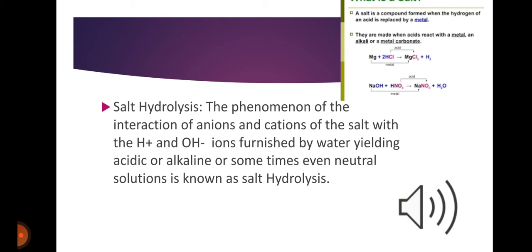Generally, a salt contains a cation and an anion. When it is dissolved in water, what happens? The H+ ions and OH- ions present in the water react with the cation and anion of the salt. So they yield an acidic, alkaline or sometimes even a neutral solution. That process is called salt hydrolysis.